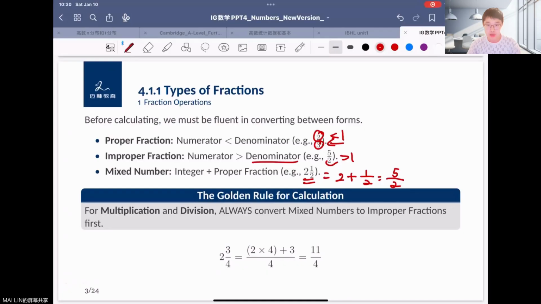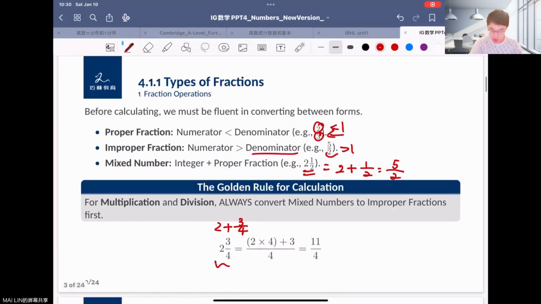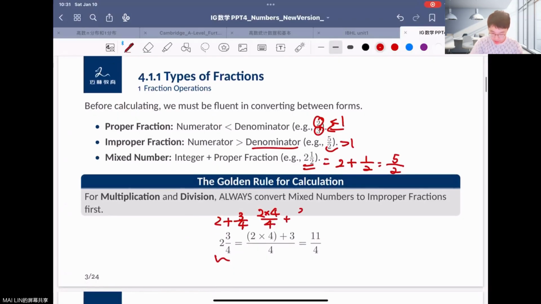Always remember that for multiplication and division, this is the way to calculate with mixed numbers. First, we write it down as 2 plus 3 over 4. Then we turn the 2 into fourths: the numerator is 2 times 4, plus 3, over 4. The final answer is 8 plus 3, which is 11 over 4. That is how we can calculate it.